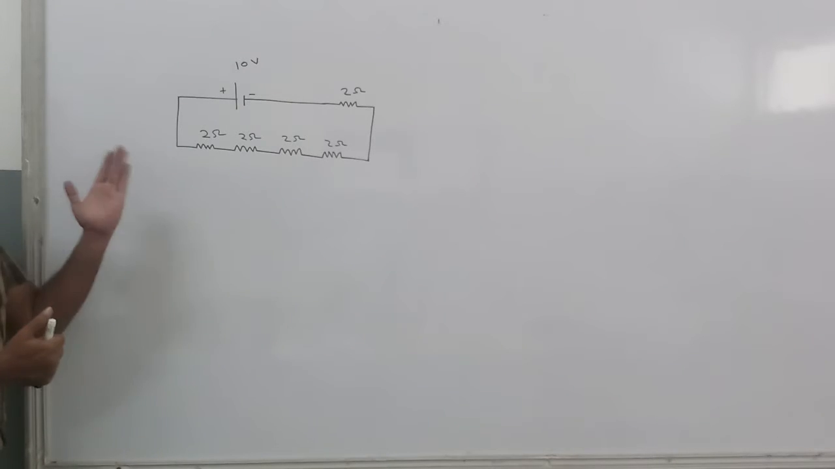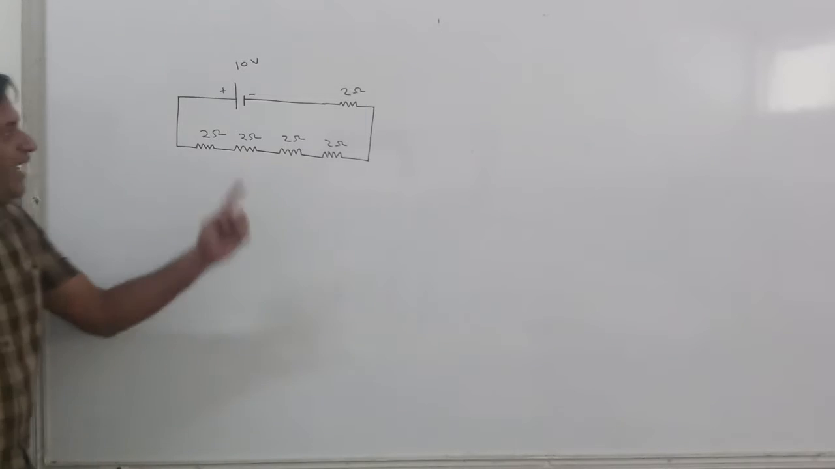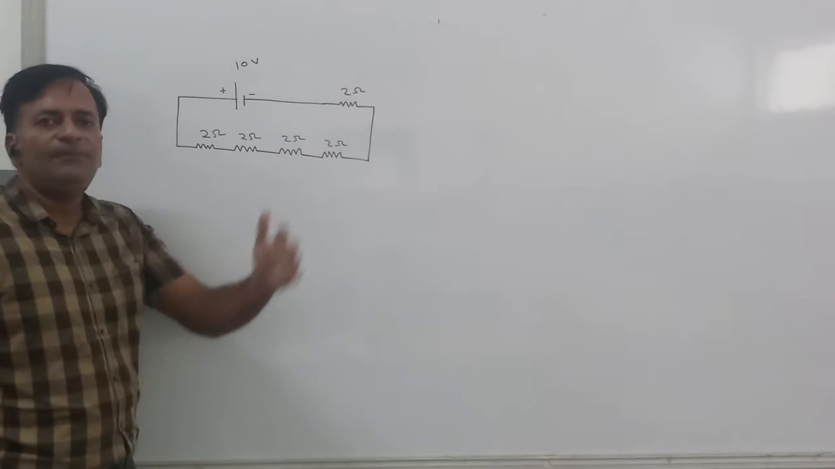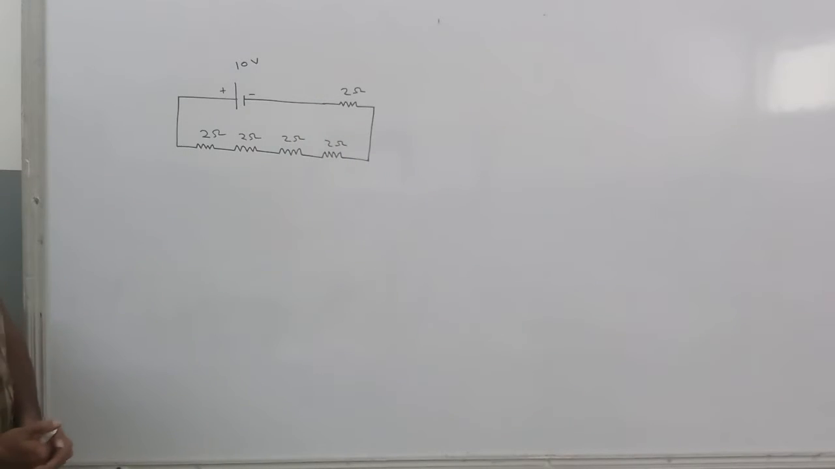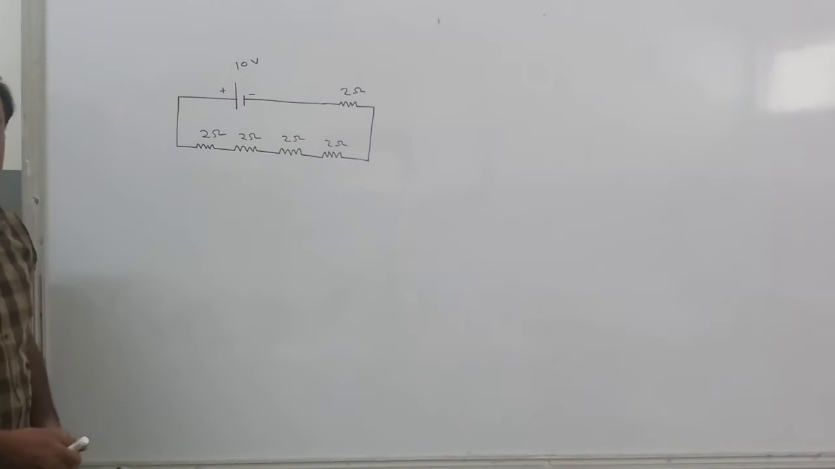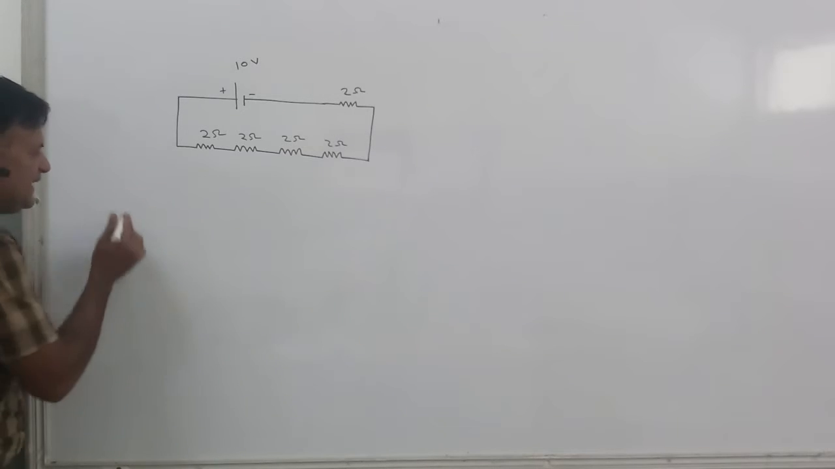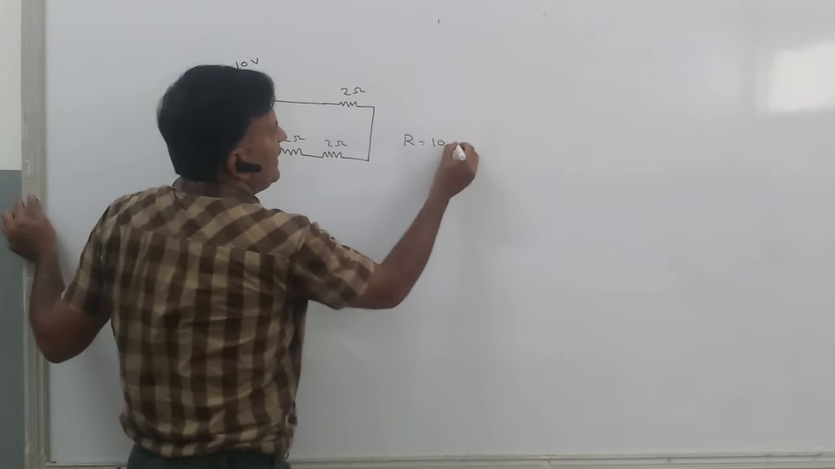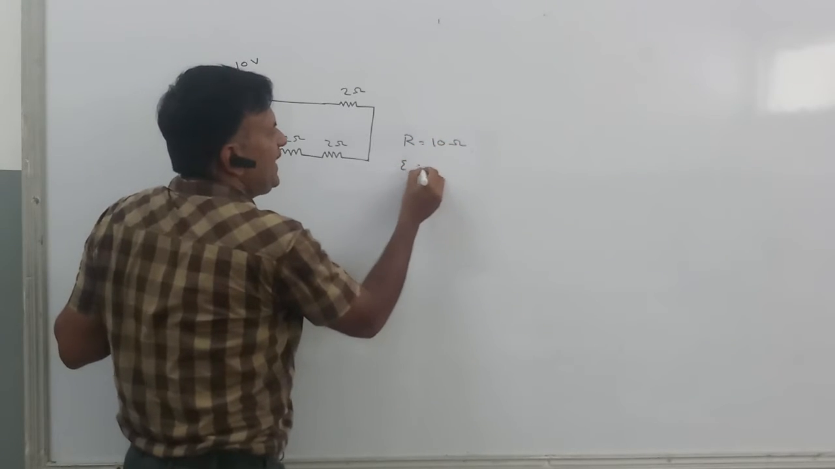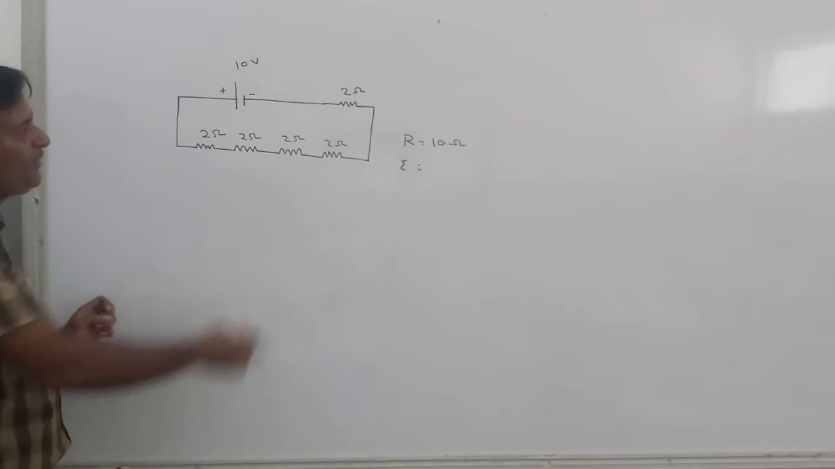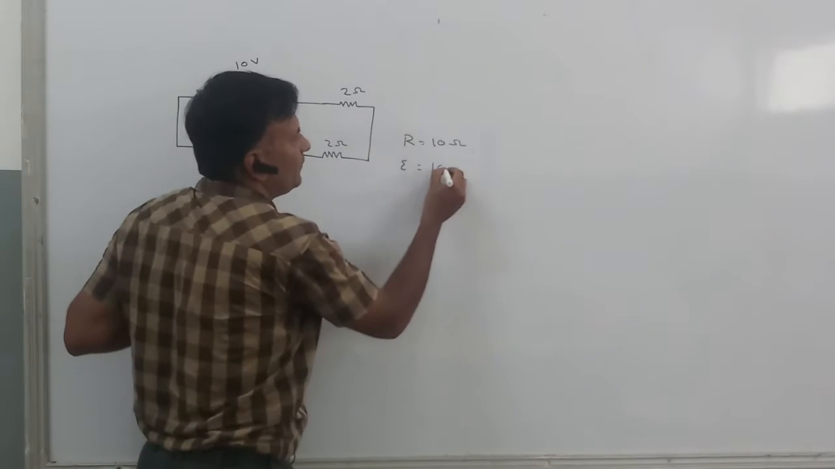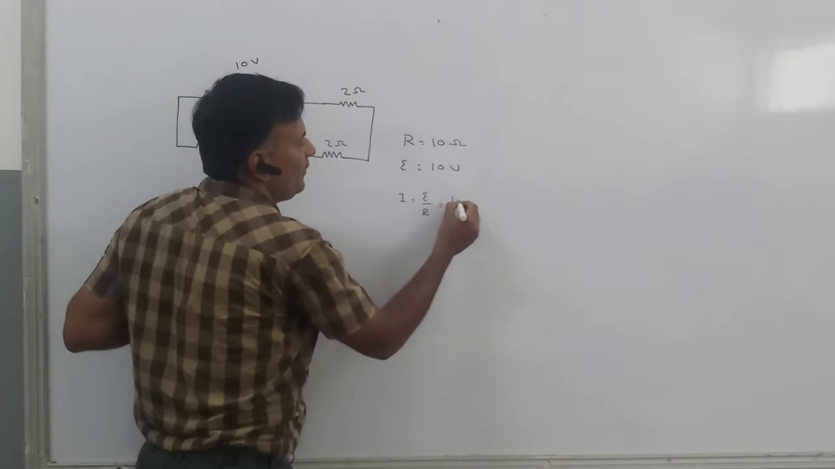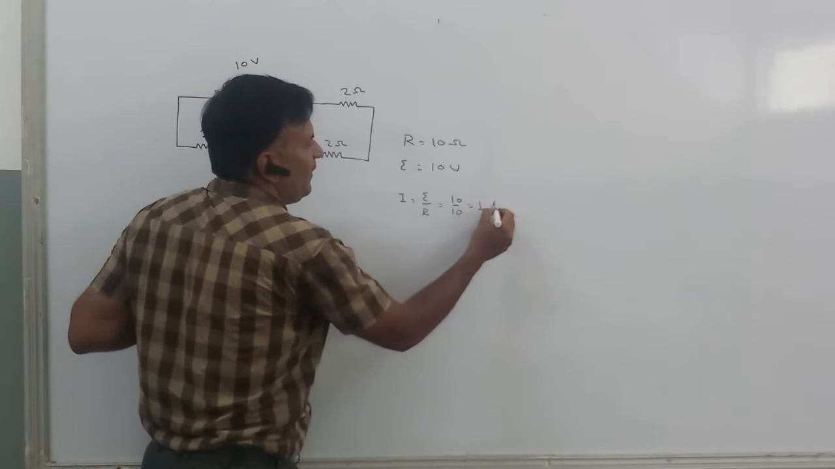So here I have a small circuit, a battery of 10 volt and a total of 5 resistances of 2 ohms each. So the total resistance in the circuit is 10 ohms. Total EMF, you know what is EMF? EMF in the circuit is 10 volt. So what is current equal to? Current in the circuit will be equal to 10 by 10, that is equal to 1 ampere.